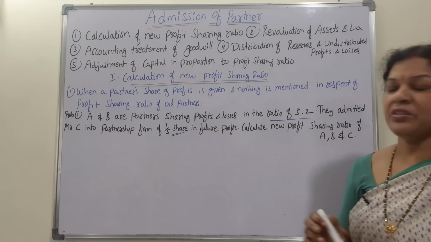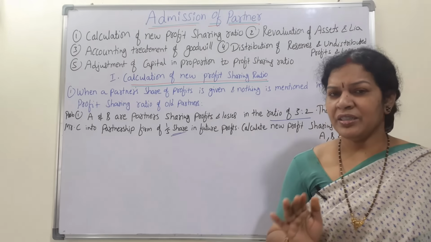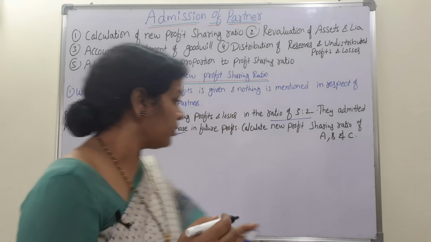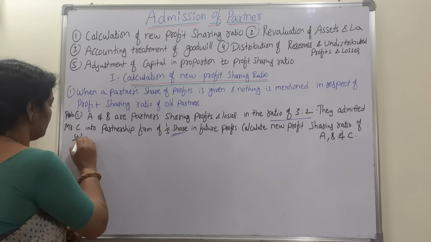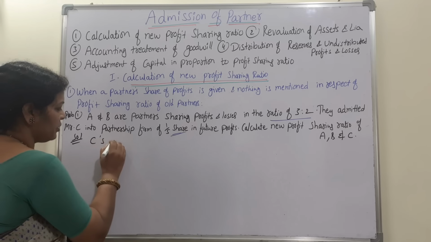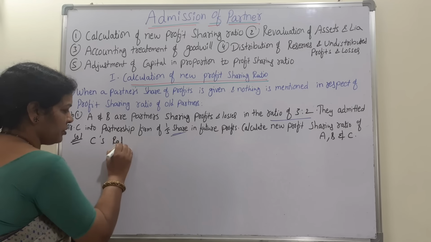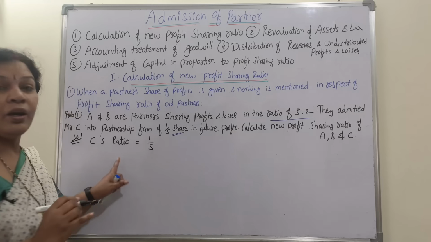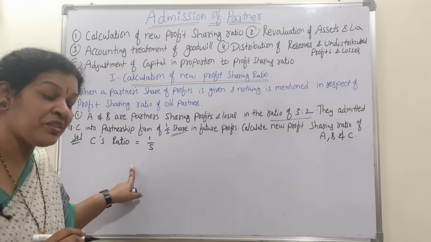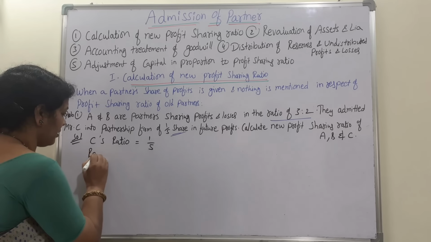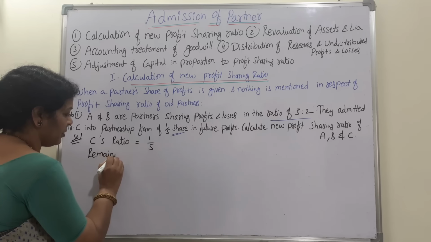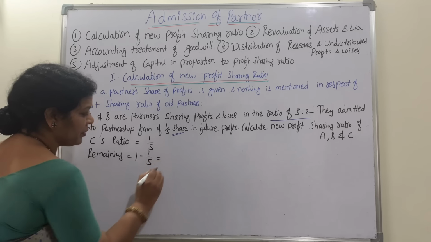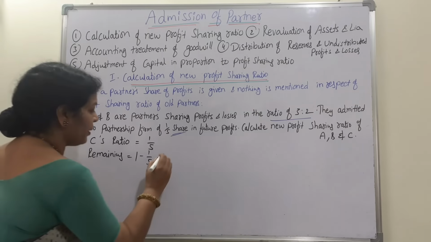For this, first we will see C's ratio is 1/5. Solution: C's profit ratio is 1/5. Out of that, how much is remaining? Remaining is 1 minus 1/5, which comes to 4/5.